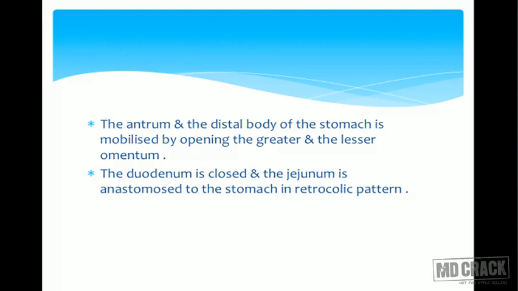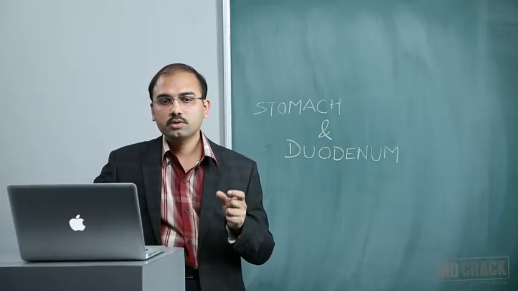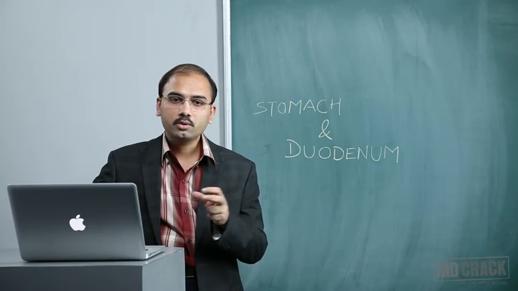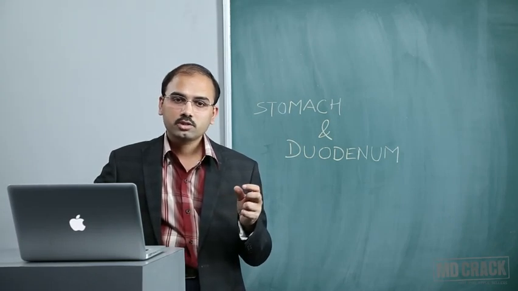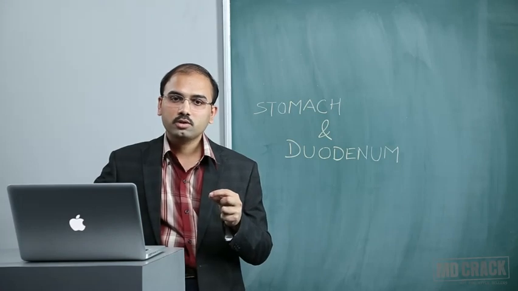The antrum and distal body of the stomach is mobilized by opening the greater and lesser omentum, and the duodenum is closed, and the jejunum is anastomosed to the stomach in retrocolic fashion in Billroth 2 anastomosis. In Billroth 1 anastomosis, you resect the antrum and make an end-to-end anastomosis of the remaining stump of the duodenum to the stomach. Here the stomach is refashioned to take the shape of the duodenal stoma.